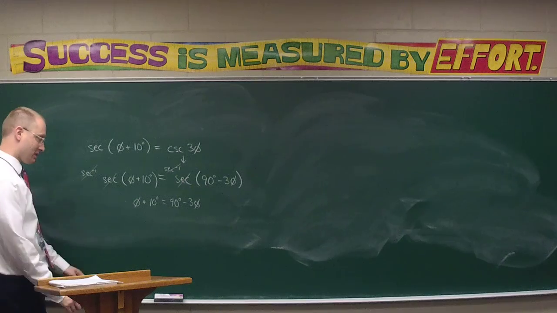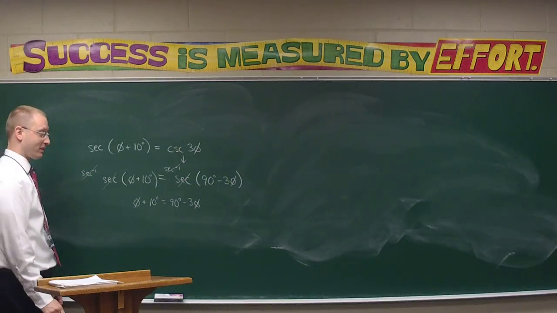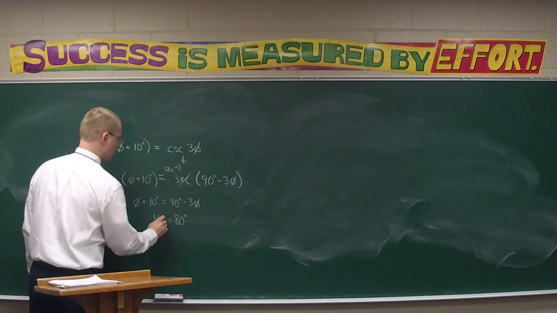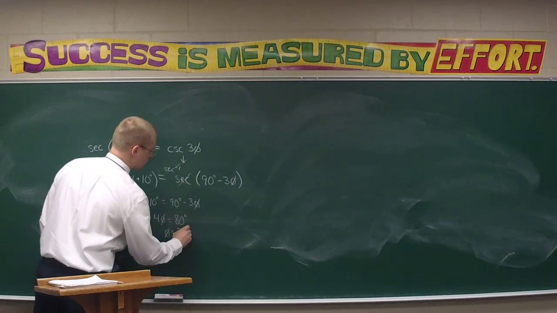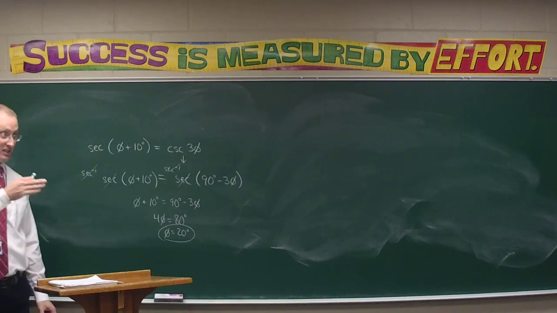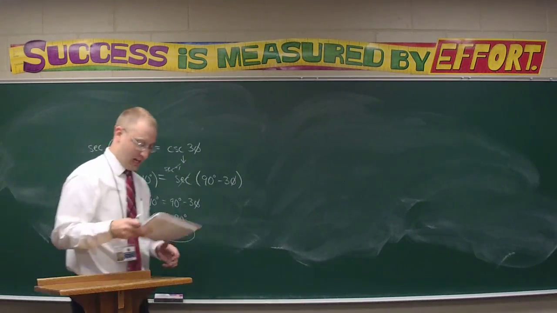At this point, Chris? You move the 10 over to get 80 degrees, plus the 3 phi over to get 4 phi, and you get 20 degrees. And phi is 20 degrees. All right, questions? No. All right, get your calculators at the ready.